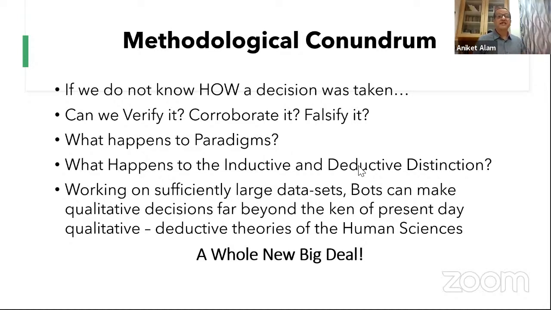Because now what is happening is, if you're working on sufficiently large data sets, and inevitably they are all there, bots can make qualitative decisions. Bots means ML, you know, machines. And the definition of machine has changed. Machine is not a physical thing anymore. The machine is basically the software. So the machine can make qualitative decisions far beyond the ability of present day theories that we have, the best intuition that we have. And which is why it is such a big deal.